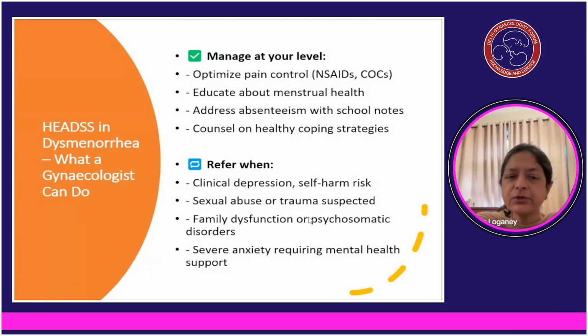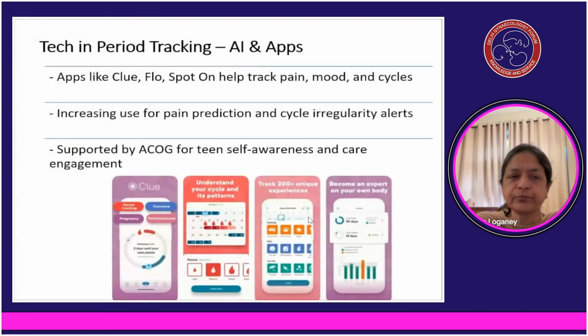At our level, we should be able to optimize the pain control by giving the painkillers and COCs, educate about menstrual health, address the absenteeism with school notes, counsel on healthy coping strategies. When should we refer to a psychologist or a psychiatrist? When we think that there are some symptoms of clinical depression, self-harm risk, sexual abuse or trauma is suspected, family dysfunction or psychosomatic disorders, and severe anxiety requiring mental health support.